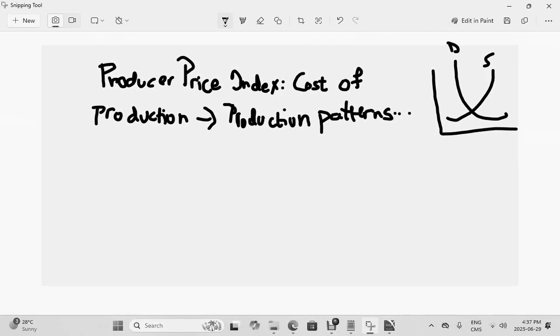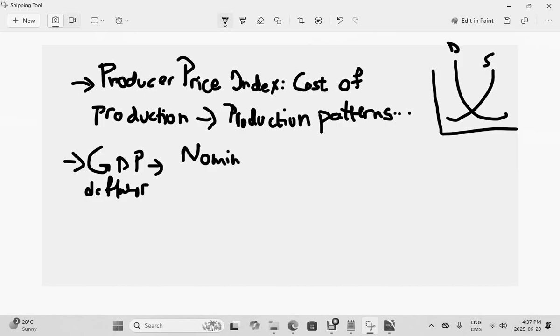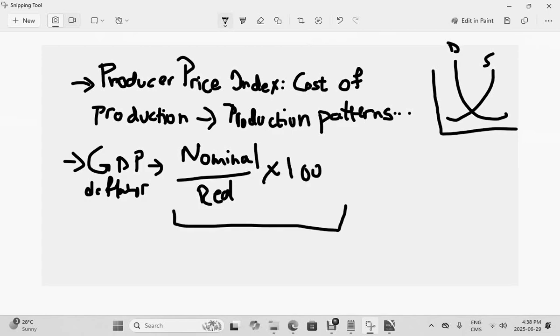Now, apart from that, we also have things like your GDP deflator. The GDP deflator has to do with your nominal and real GDP. So it's nominal over real GDP, times 100. So this is your GDP deflator.